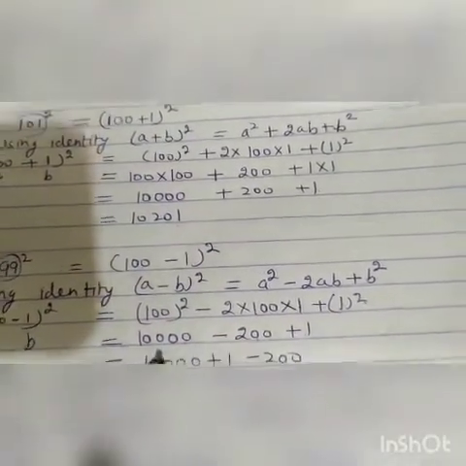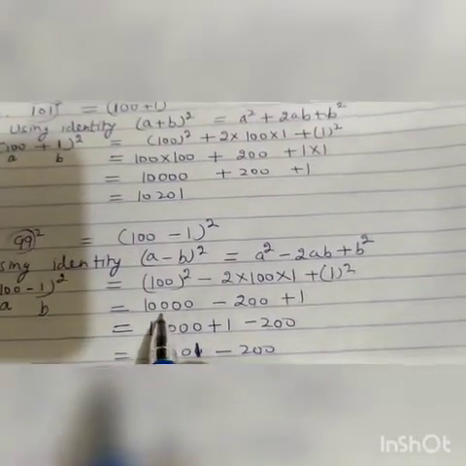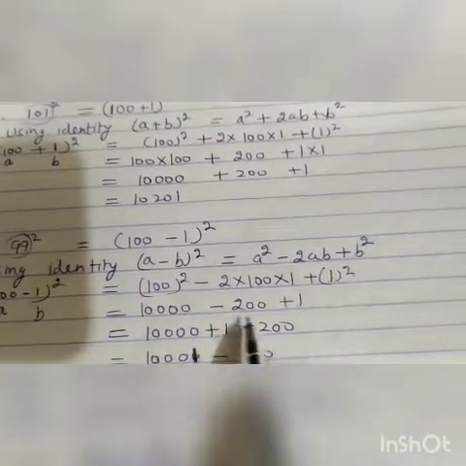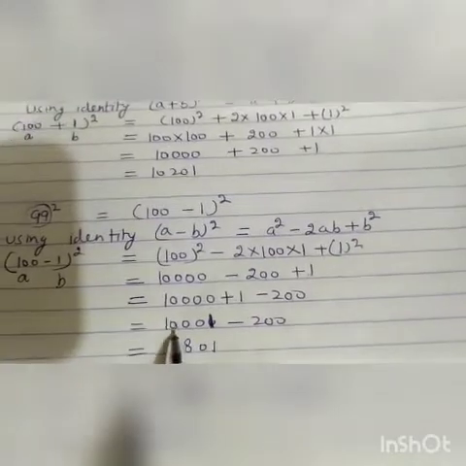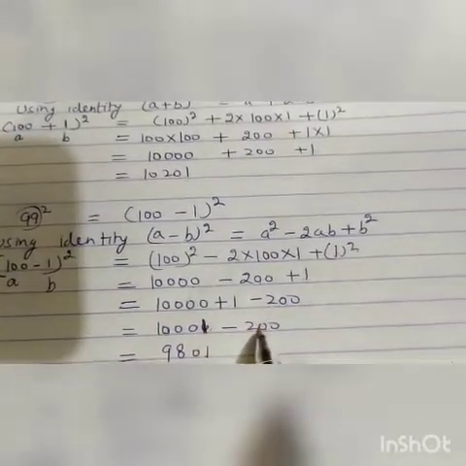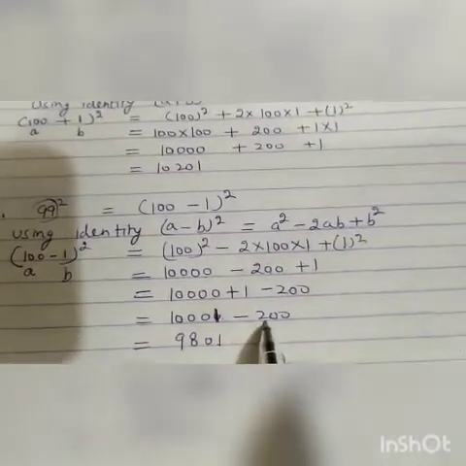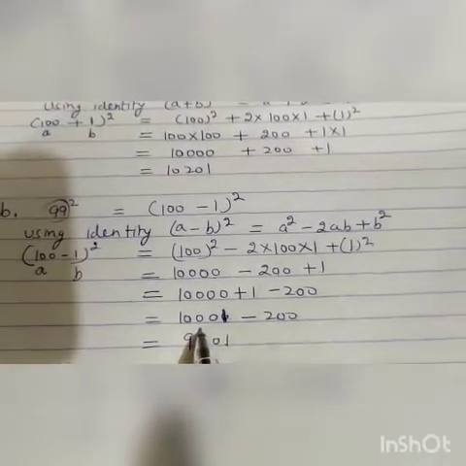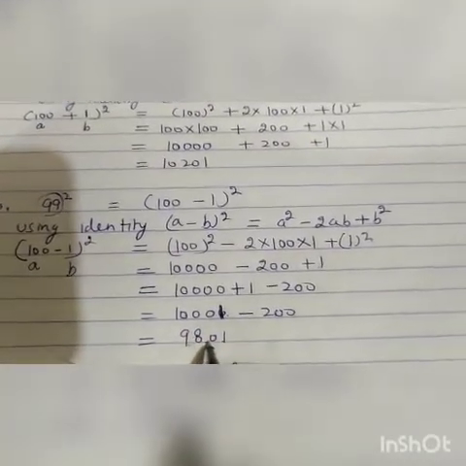Now first we will add, according to BODMAS. 10,000 plus 1 minus 200, it will be 10,001 minus 200. When we subtract this 200 from this 10,001, we get 9,801.